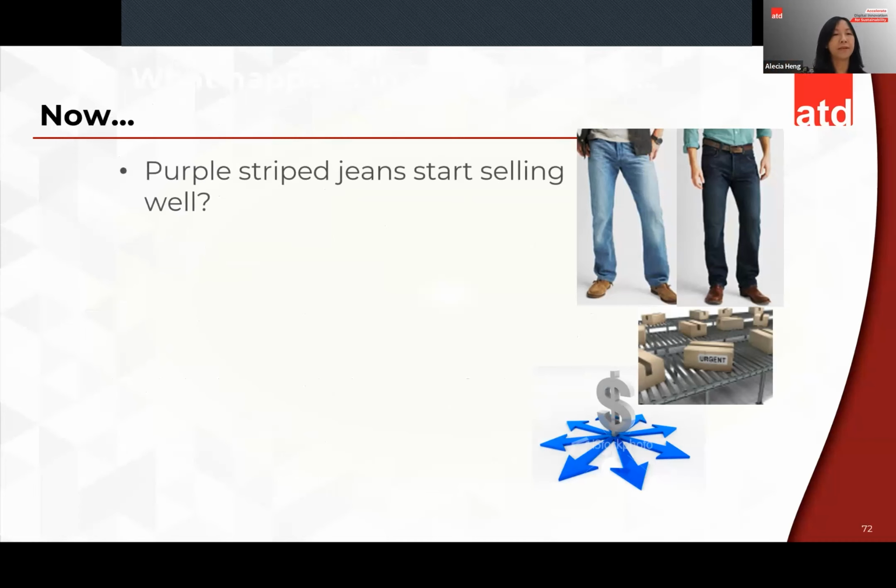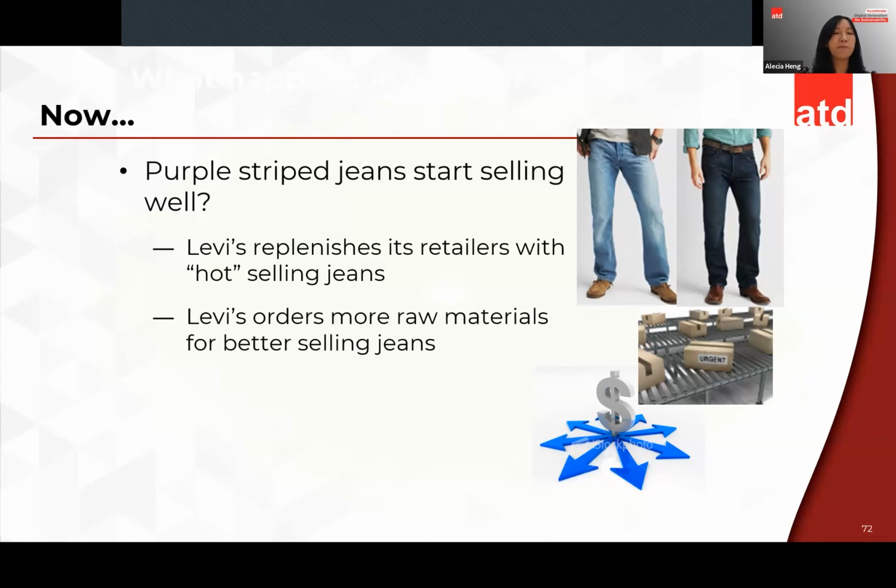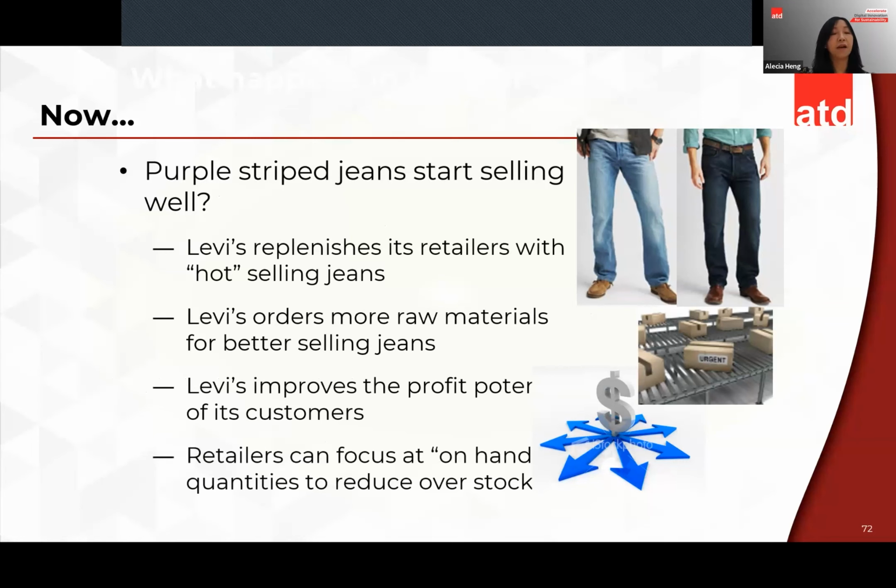So now what happens if the purple stripe jeans is selling well? It will replenish the retailer with the hot selling jeans, right? So they will order more material for better selling jeans. And they will improve the profit, right, for the customers. And now the retailer can focus on quality to reduce overstock.